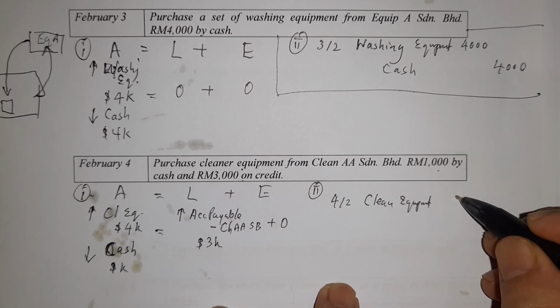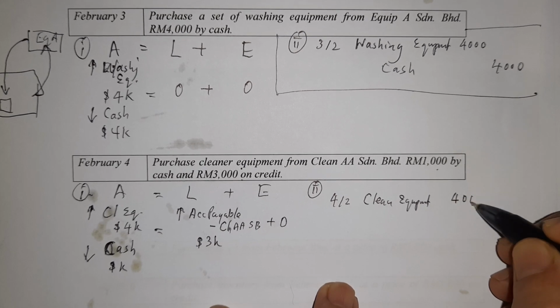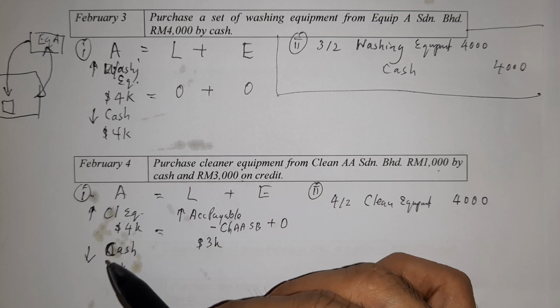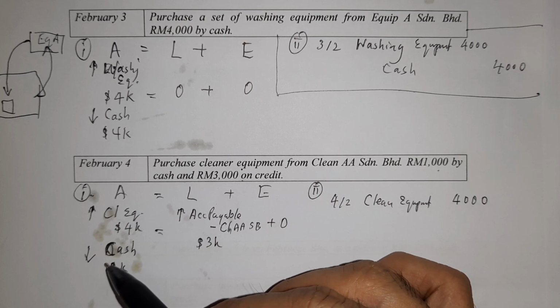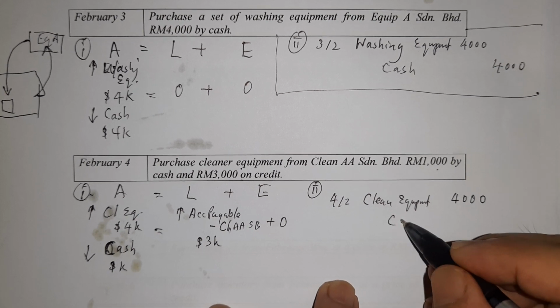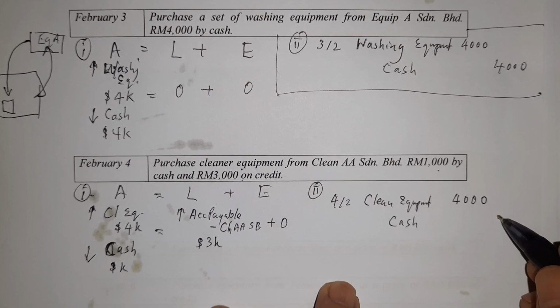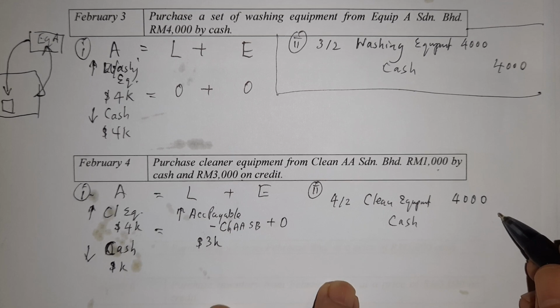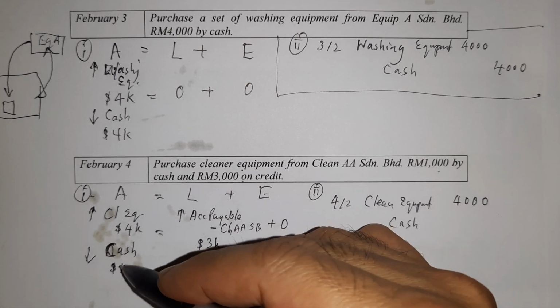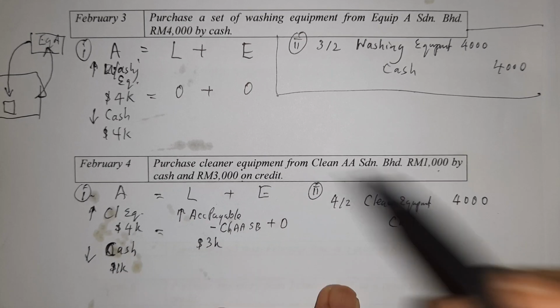The amount is 4,000. And then there is a decrease in asset cash. Asset decrease, you have to credit. So credit account cash. The amount is, you have to write it a bit in the right side. The amount is 1,000. This one, 1,000.